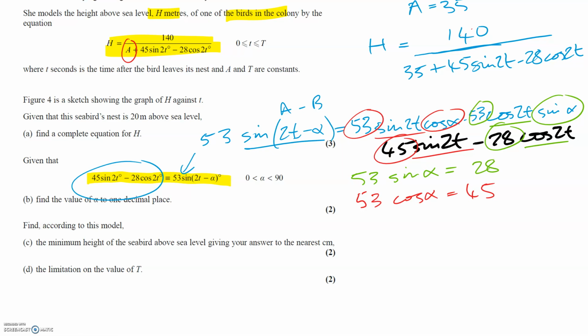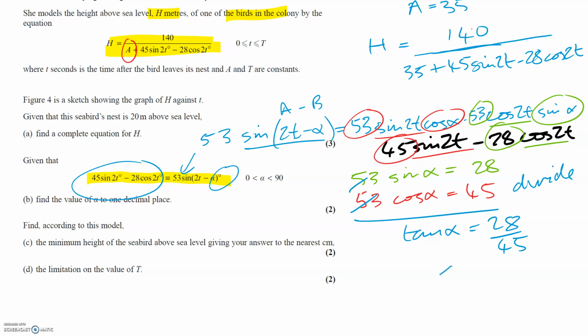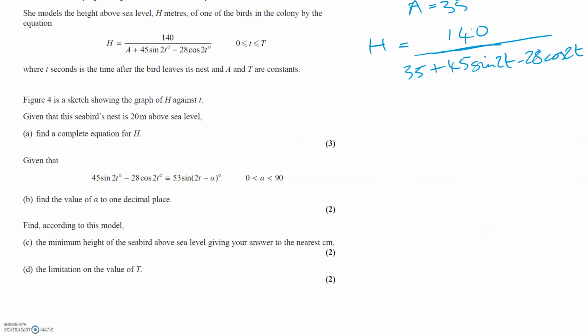So if we divide these now, the 53s will cancel and we'll get tan alpha is 28 over 45. So if we do inverse tan, we're in degrees in this question. So alpha is going to equal, I got 31.9 degrees for that. So I think that's the answer to part B there.